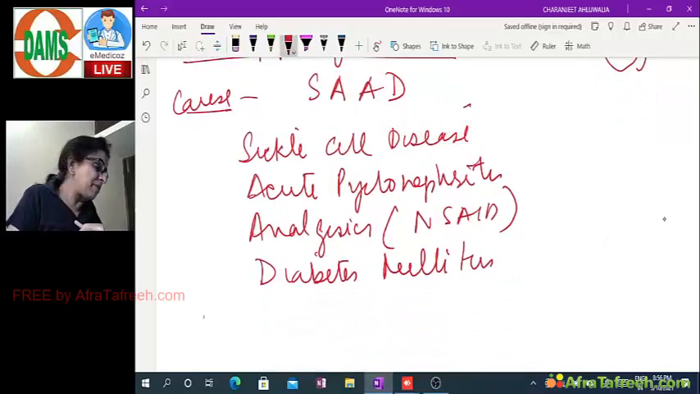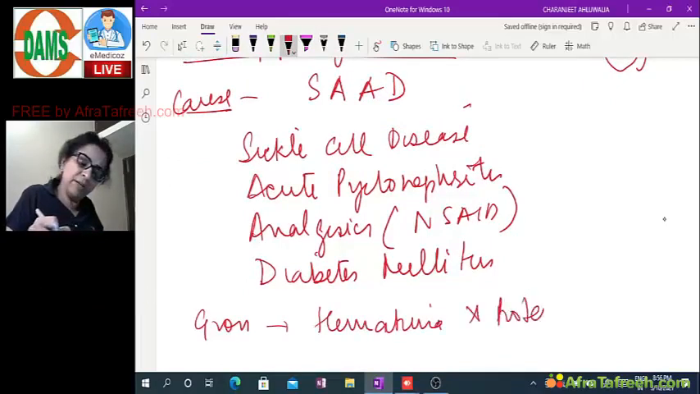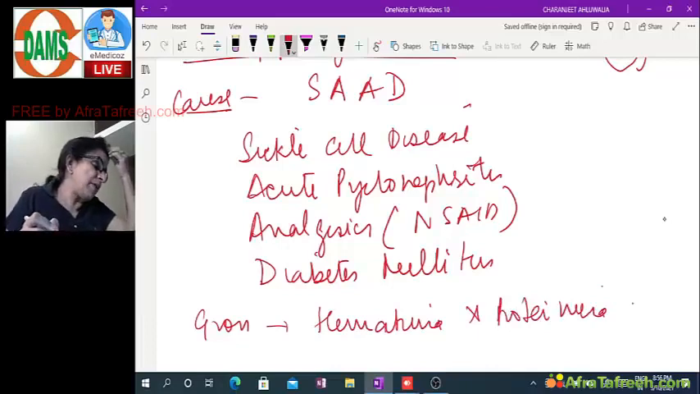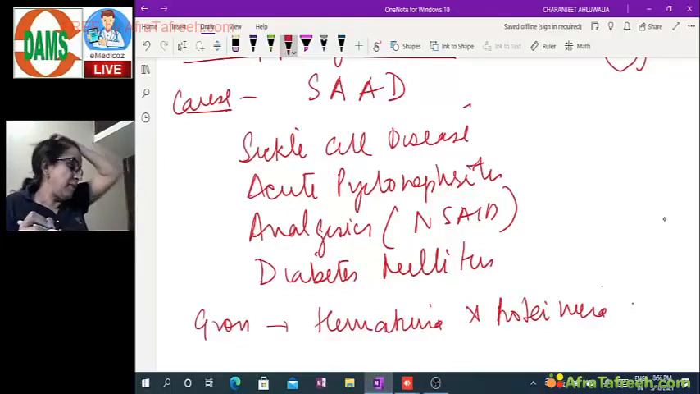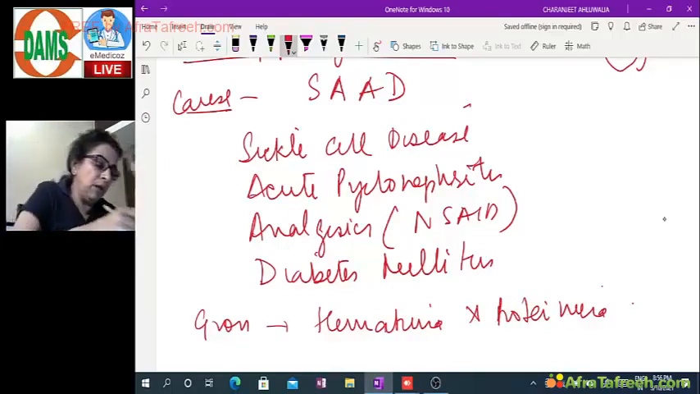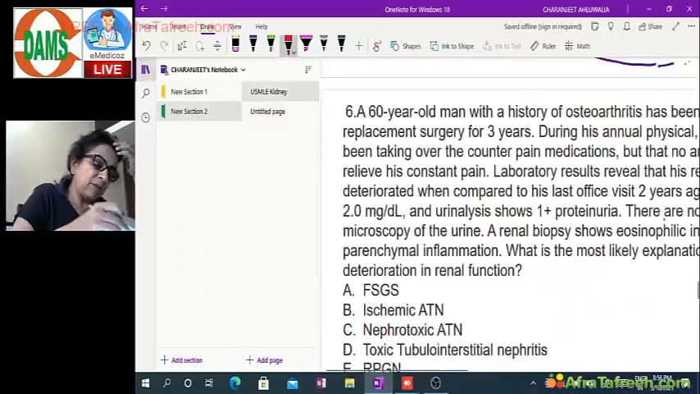And how will the patient present? In the urine, the patient will have hematuria and proteinuria. This is renal papillary necrosis. Okay, now we will look at one or two questions here.